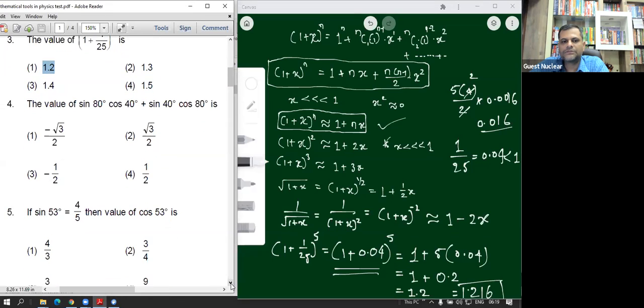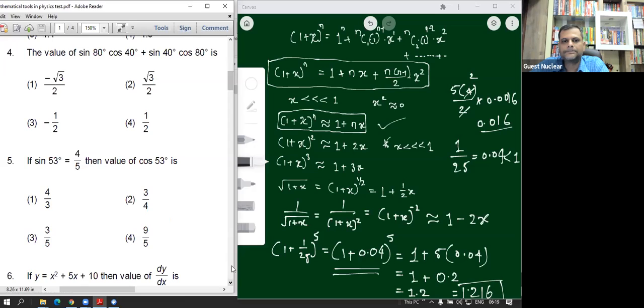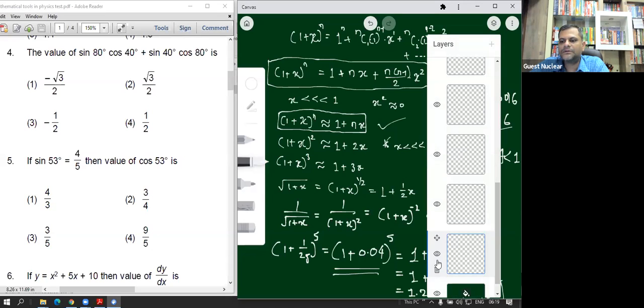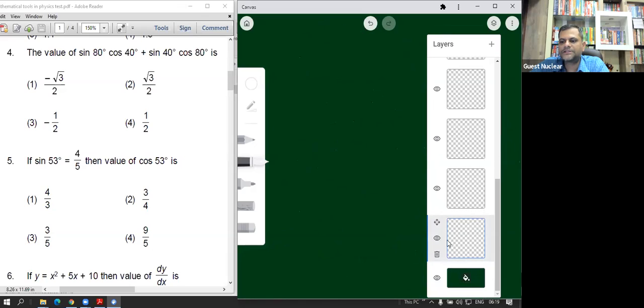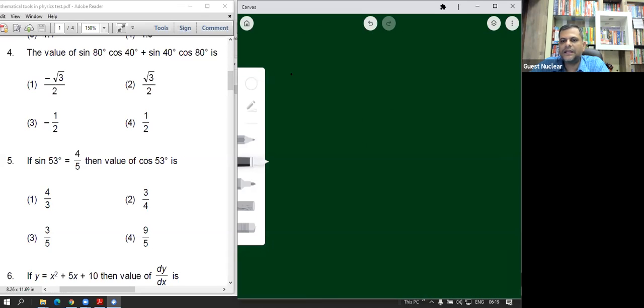See this fourth question here. The value of sin 80 into cos 40 plus sin 40 into cos 80 is? Now you must know, from what you studied in maths, sin A into cos B plus cos A into sin B. Whose formula is this? This is actually the formula for sin of A plus B, correct?